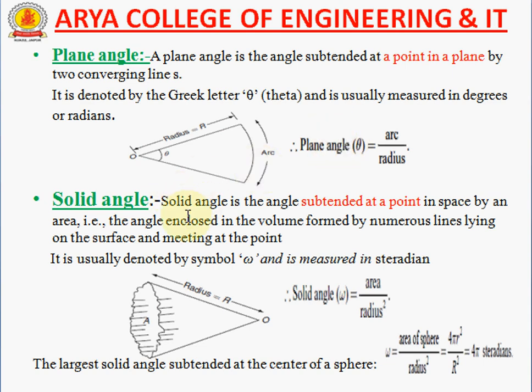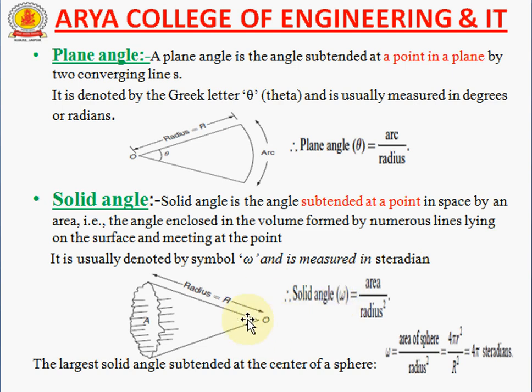Now the solid angle. Basically, the plane angle is also called a 2D angle, and the solid angle is a 3D angle. This is the main difference between the plane angle and the solid angle. The solid angle is the angle subtended at a point in space by an area, that is, the angle enclosed by the volume formed by numerous lines on the surface and meeting at a point. It is generally denoted by omega and is measured in steradian. So the formula of solid angle equals area upon radius square.